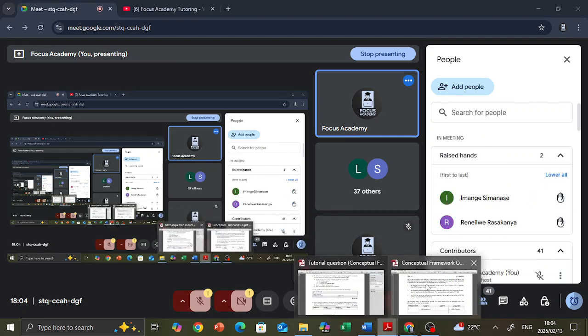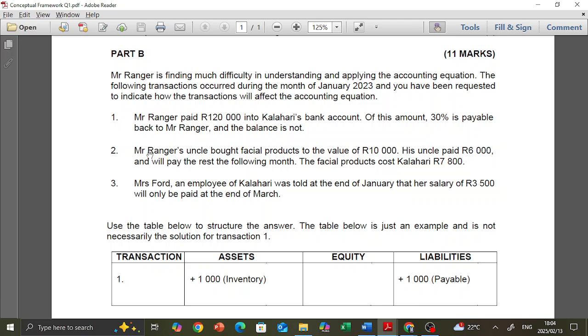So let's start fast. Mr. Ranger's uncle bought facial products, value of 10K. He paid 6,000 Rand. This 6,000 Rand is cash. What does cash do for us? It increases our bank. So our bank account increased by 6,000 Rand at that very moment. That's why it's plus 6,000 Rand on the asset side.